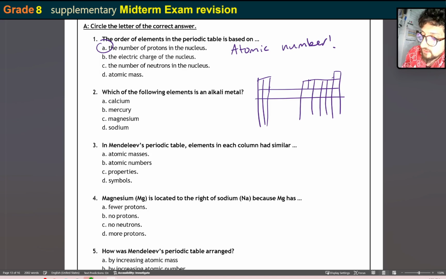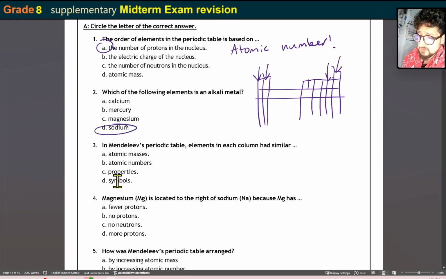And anything in this group here is known as alkali metals. Anything in this group here is known as alkaline earth metals. Anything in this group here is known as noble gases. This is the halogens. Then we've got the oxygen group, the nitrogen group, the carbon group, and so on and so forth. So group 1 is alkali metals, and that is sodium.